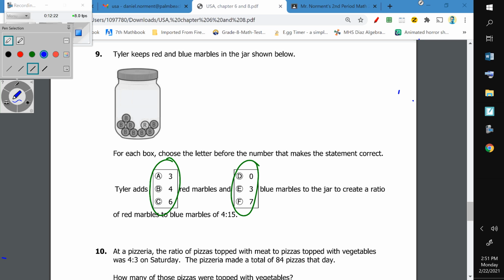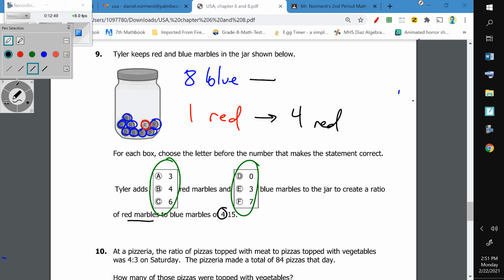So think of it this way. 1, 2, 3, 4, 5, 6, 7, 8. There are 8 blue marbles right now. There is 1 red marble. Now, he's making a ratio, and the ratio is going to be of red. See how red comes first? So, he's going to end up with 4 red. And that symbol right there is the colon. And then there's 15 blue marbles.